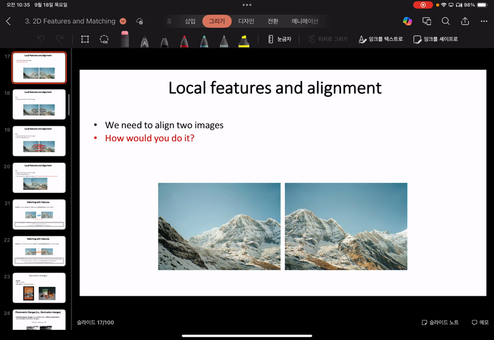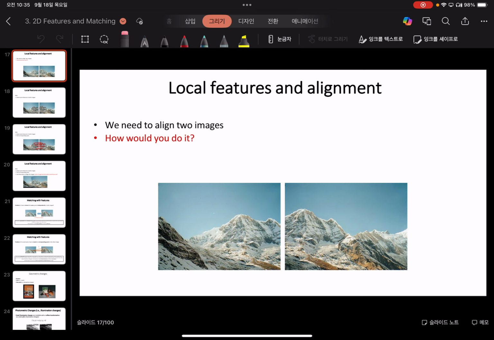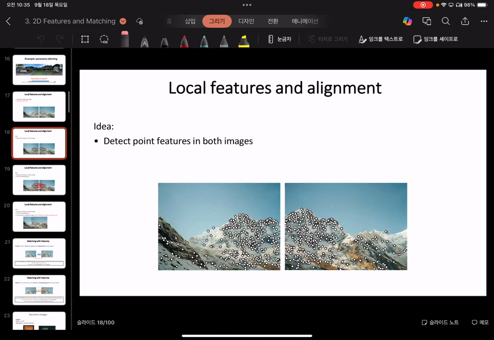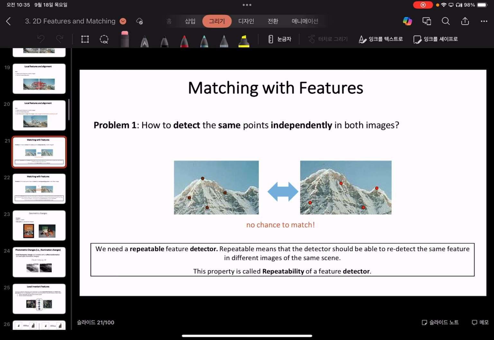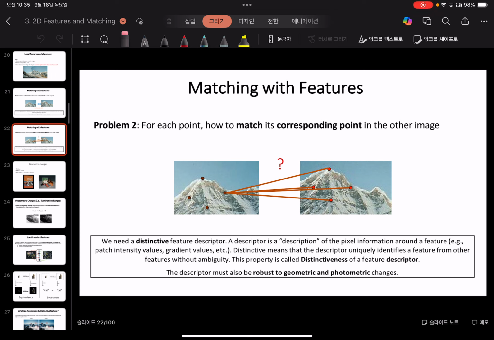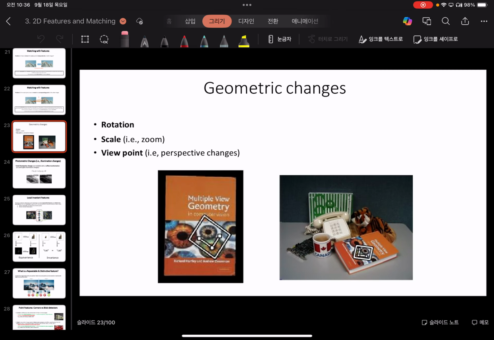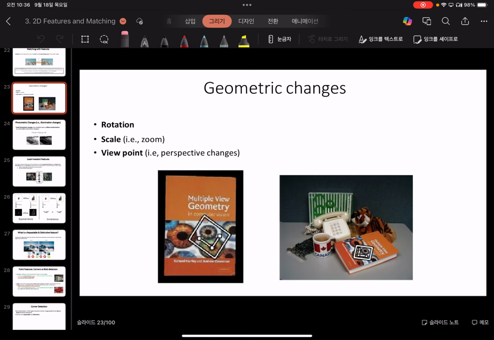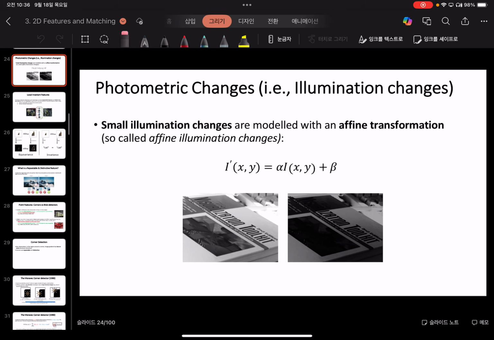And there were some challenges like repeatability. So we need to find some consistent, same-meaning points from multiple images, and then we need to find correspondence between detected features, between detected key points. And there are some challenges: this kind of matching should be invariant or robust to geometric changes, including rotation, scale, viewpoint, and photometric changes, including some affine illumination transformations.